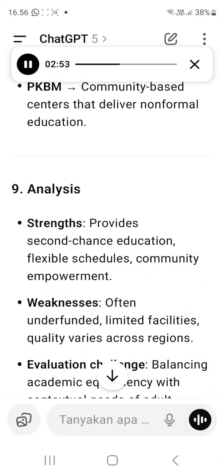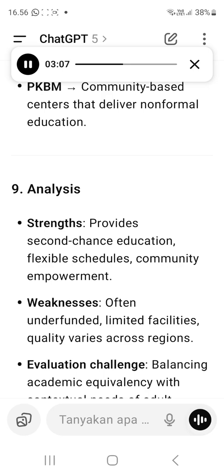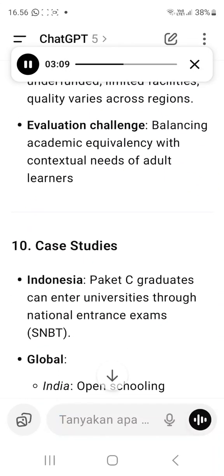9. Analysis, strengths: provides second chance education, flexible schedules, community empowerment. Weaknesses: often underfunded, limited facilities, quality varies across regions. Evaluation challenge: balancing academic equivalency with contextual needs of adult learners.